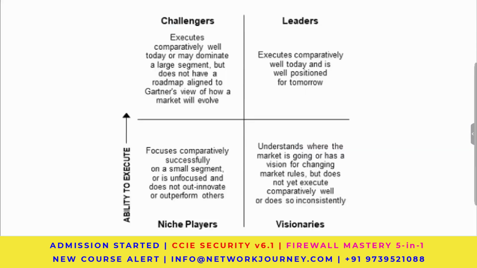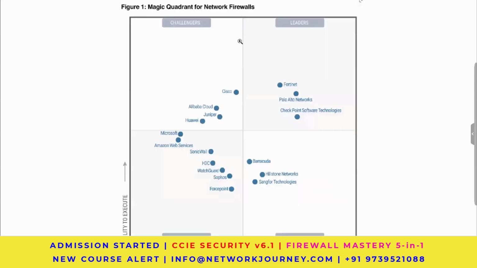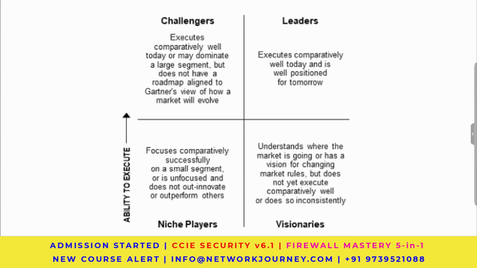So you can see this is a basic survey. This is a survey done by a group called Gartner. These guys do a survey on different domains, so let's say on WAN devices, or the best router in the industry, or best switches in the industry, or best security appliances, best firewalls in the market. So there are different domains where Gartner does the survey, and the survey is based on four quadrants.